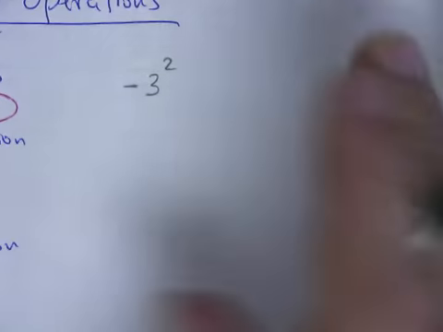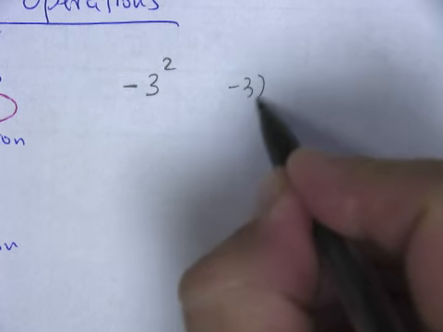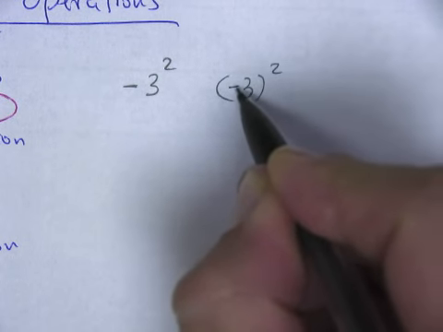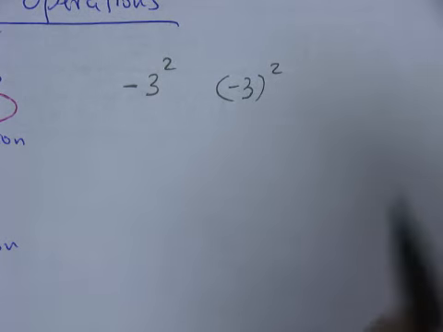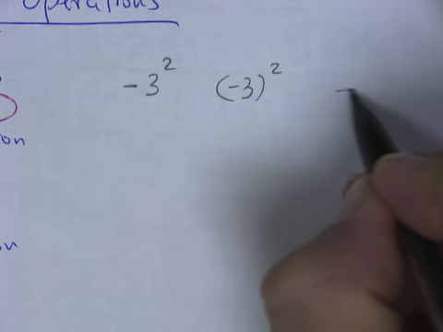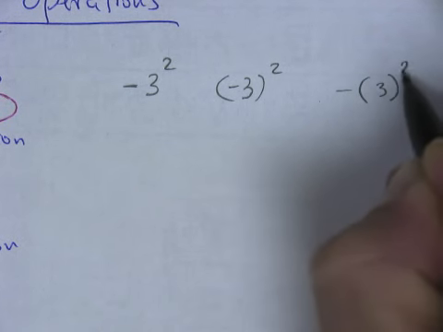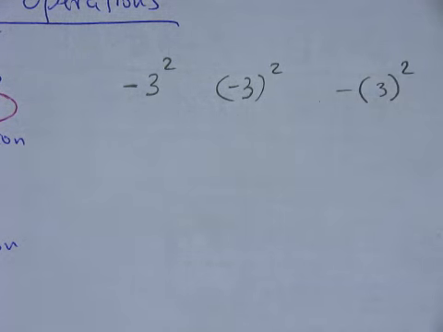Let's do negative 3, and let's put the negative inside the parentheses. And then let's go negative and the negative on the outside, so it's negative 3 squared. All right, I guess if you look at these at the beginning, you're going to say, oh, well, those are all the same. It's got to all be the same answers, like negative 9 every time. Well, they're not all negative 9.